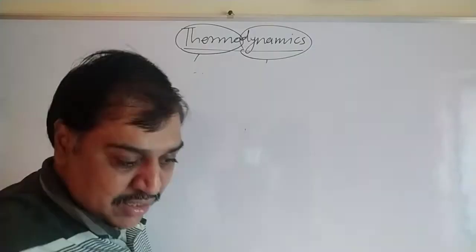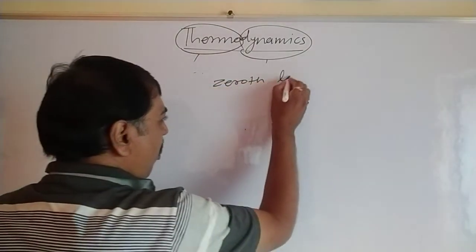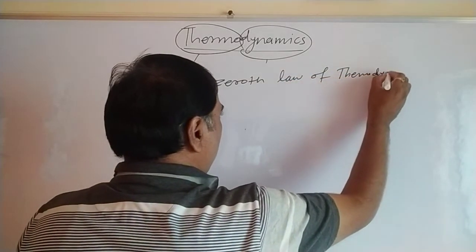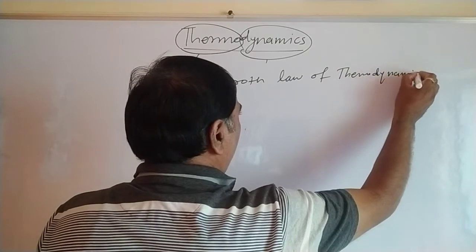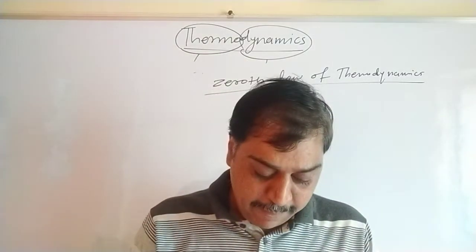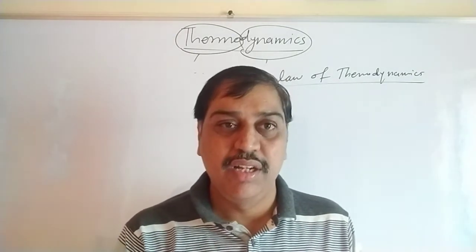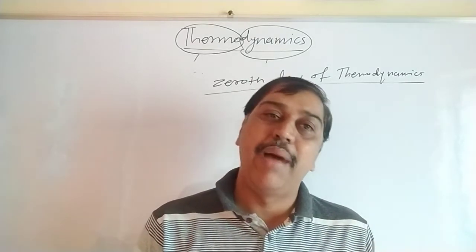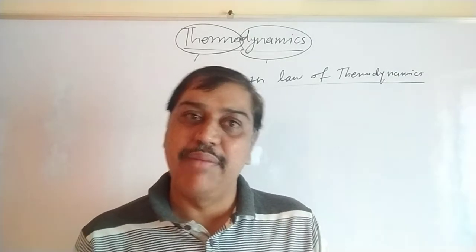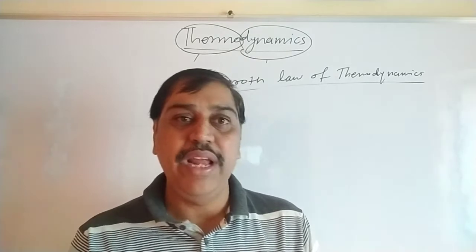So what exactly is the zeroth law of thermodynamics that we have to see? The zeroth law of thermodynamics says that it gives the existence of temperature difference. Temperature is the physical parameter. By measuring the temperature, the hotness or coldness of a body can be felt or observed by one physical parameter, and that physical parameter is said to be temperature.